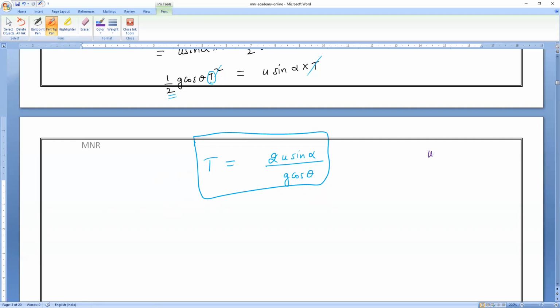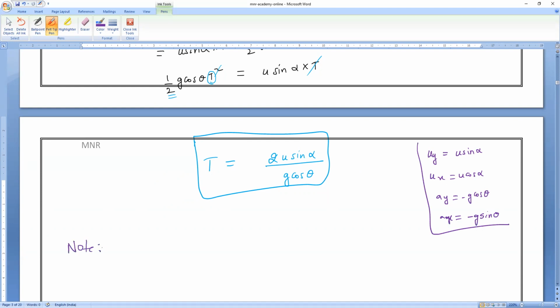Now you tell me, what is the velocity in the y direction, everybody? u sin alpha. And the velocity in the x direction, what is that? u cos alpha. And the acceleration in the y direction is minus g cos theta, and the acceleration in the x direction is minus g sin theta. Learn these four. Now, very important note.